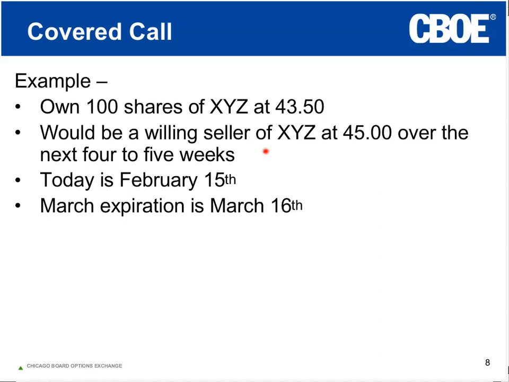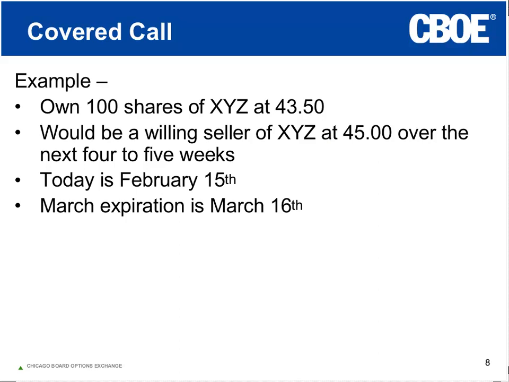And if you are basing an option trade on some sort of price outlook, you need to make sure that your price outlook comes to fruition between now and expiration. Now, today is February 15th, and March expiration is out at March 16th. So, over the next month, if the stock's above 45 a month from now, we would be a willing seller of our shares at $45.